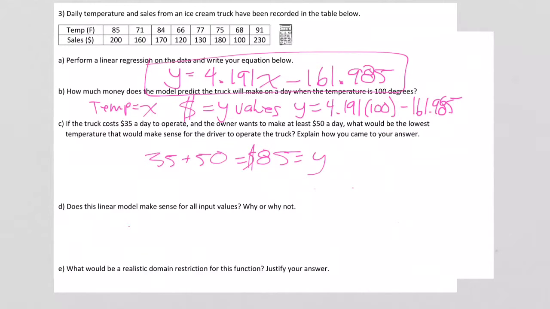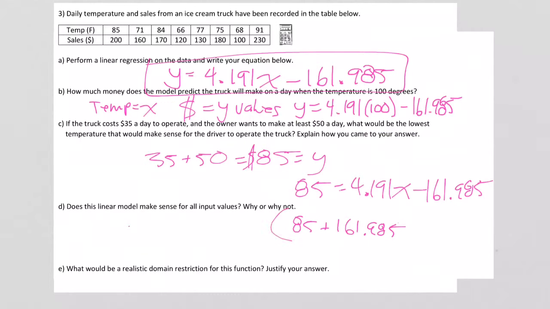So you could use your equation, and you could say 85 equals 4.191x minus 161.985, because we know that dollars is a y value. And we could solve this for x by adding 161.985. So 85 plus 161.985, and then dividing by 4.191 would give us x, and we could figure out that x equals roughly 58.932. Remember, we're talking about x values, which are temperature, so degrees.